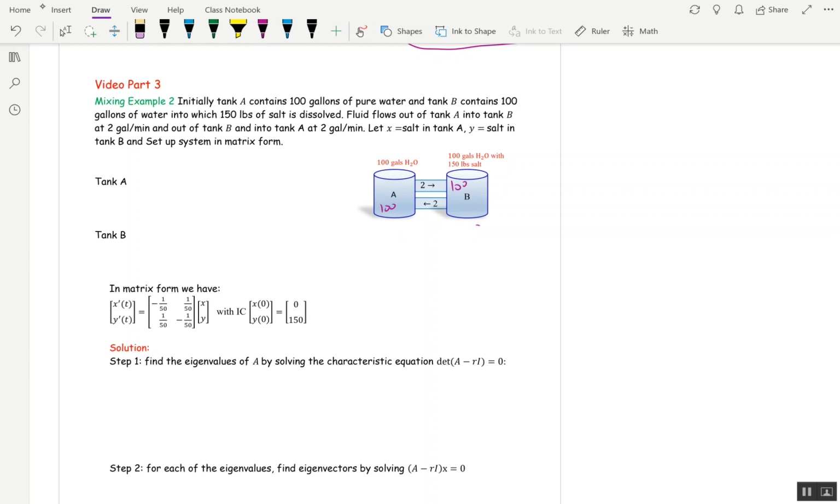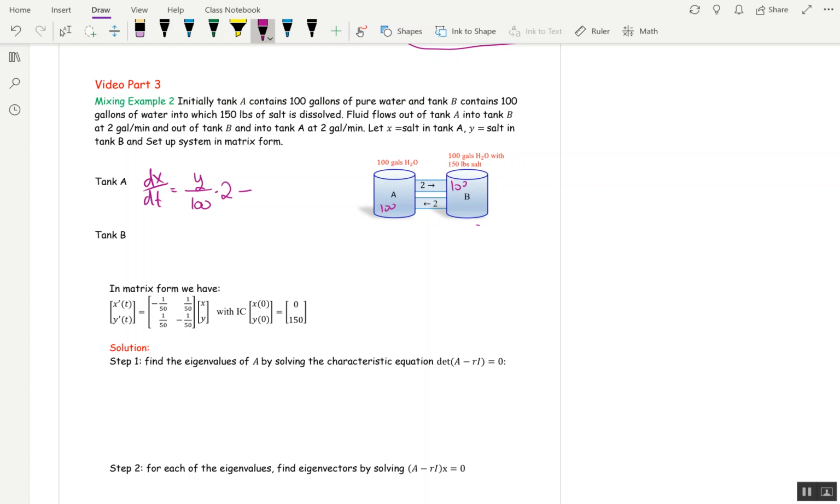So for tank A, dx/dt, the rate of change of salt in tank A, is going to be rate in minus rate out. The rate in is the stuff coming from B. So the concentration of salt in tank B is Y, the amount of salt in tank B, over 100, and then times 2 gallons per minute. So concentration times the rate it's going in.